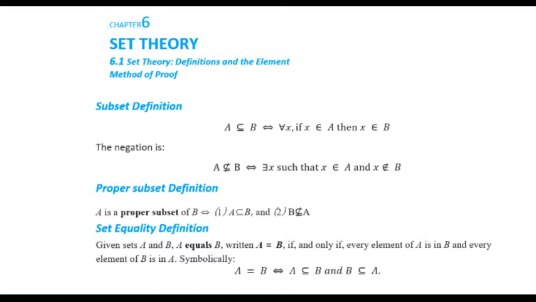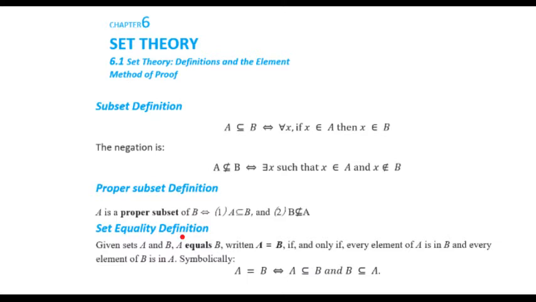The next thing is a definition of proper subset. A is a proper subset of B if and only if two conditions are true. First, A should be a subset of B, and second, B should not be a subset of A. And if you remember from chapter 1, we said we can replace the second condition with A is not equal to B. Later on, when we define set equality, you will notice why we can replace the second condition with A is not equal to B.